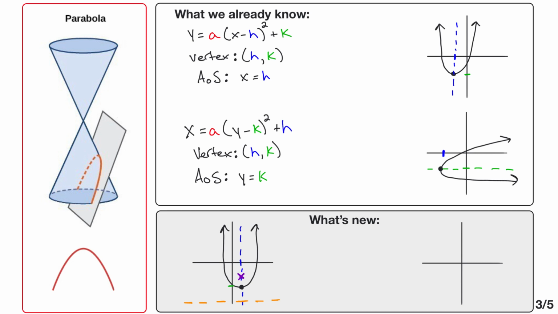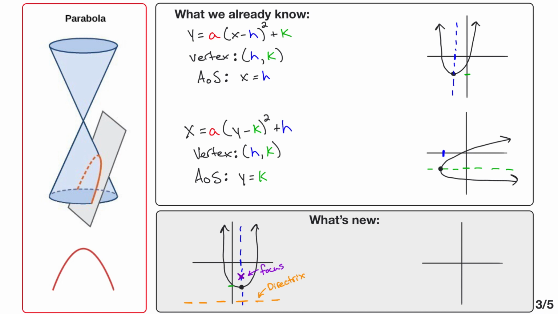And the directrix is equally as important. So this is called the focus. And then the orange dotted line is called the directrix.